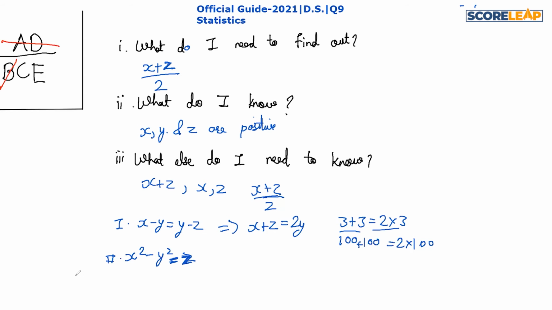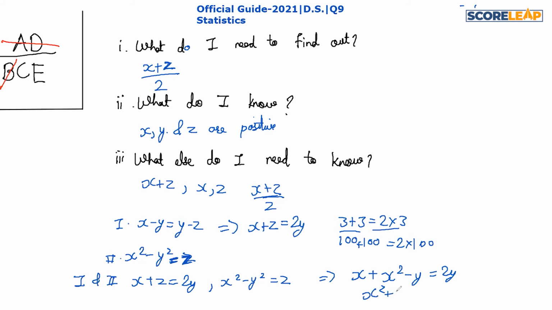Then the third case, where we have to combine statement 1 and statement 2. Directly I can write that x plus z is equal to 2y, and x square minus y square is equal to z. So instead of z, I can put 2y minus x over here and check whether I get something. So x square plus x, let us add 1 on both sides. This was y square, so y square plus 2y plus 1, which is equal to y plus 1 whole square.